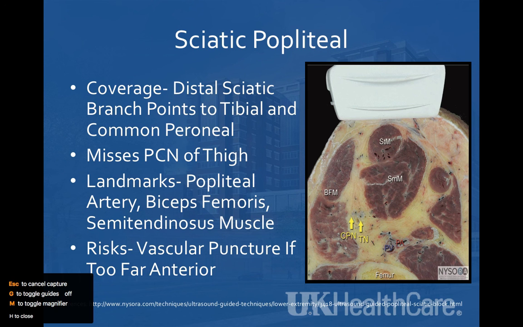So we already talked about our biceps femoris segments, our semitendinosus, the popliteal artery as our landmark structures. And then if you are passing, remember, everything's backwards in this imaging. We're imaging from the front to back. If you've projected your needle too far anterior, going towards the front, then you're going to run the risk of hitting those vessels that are approximated to them.